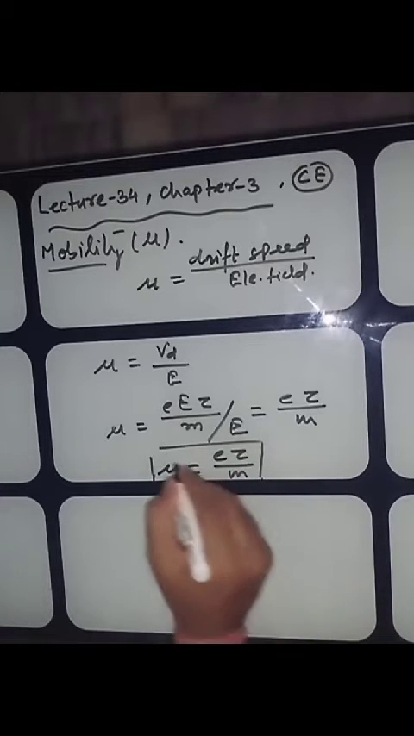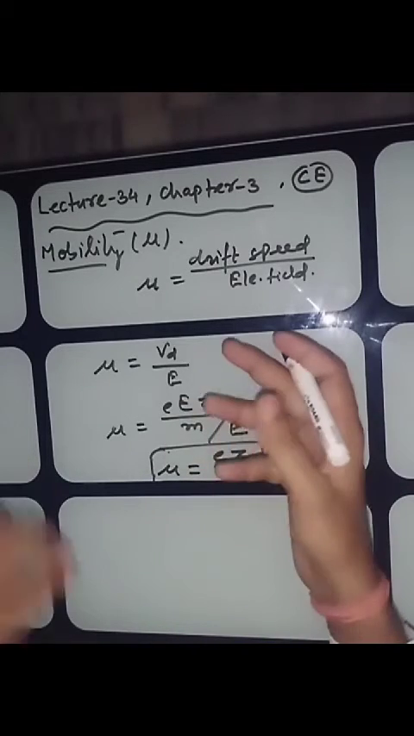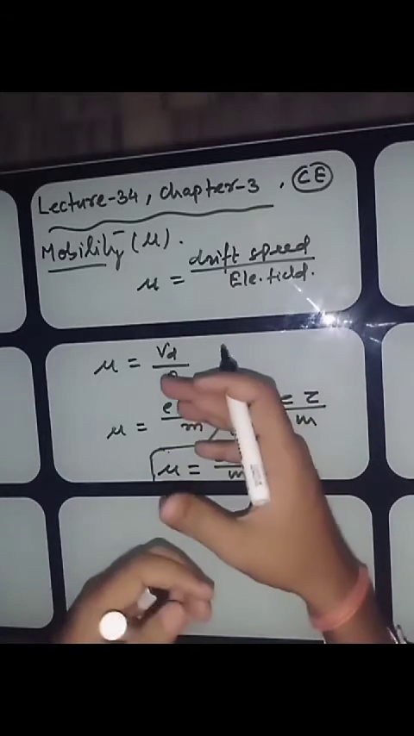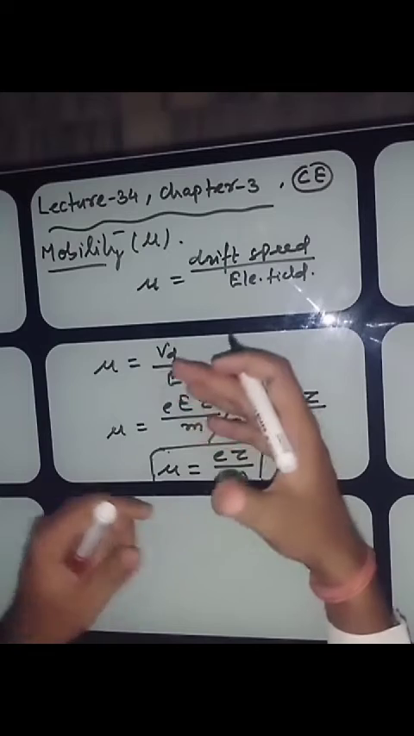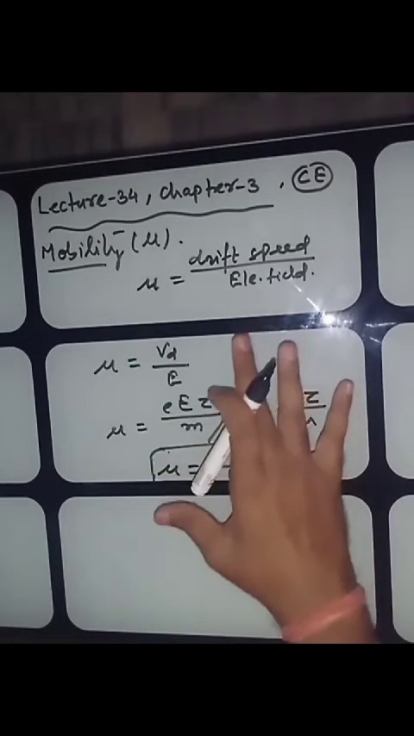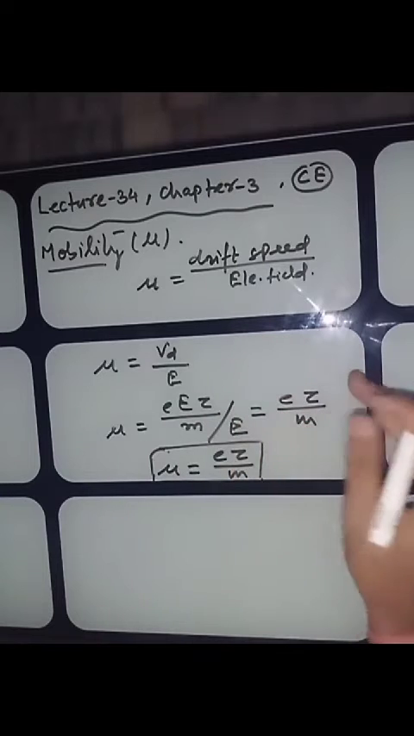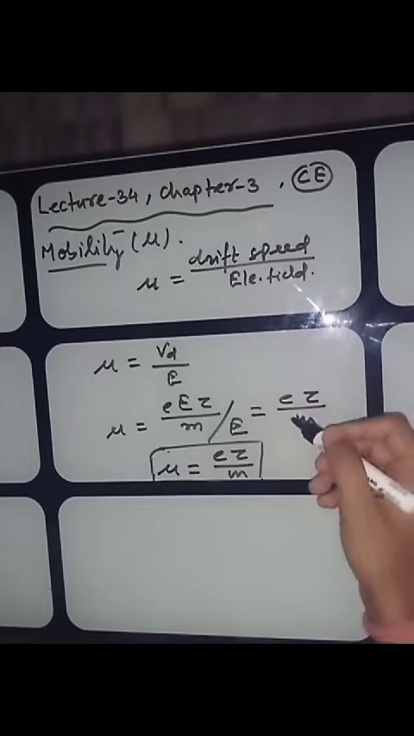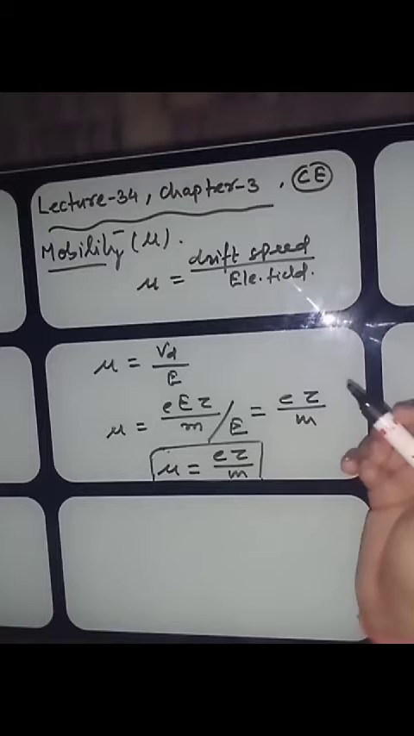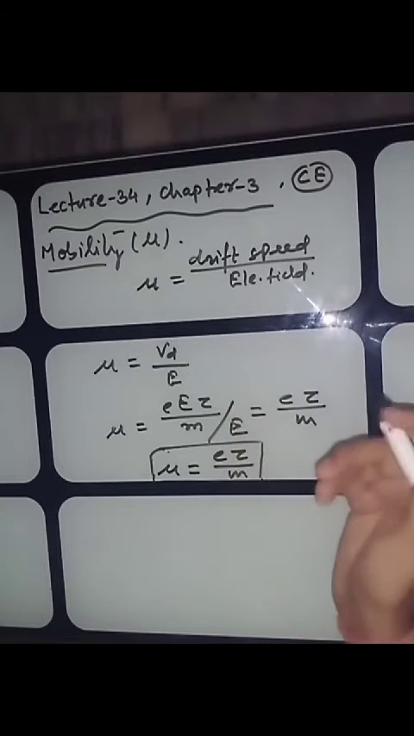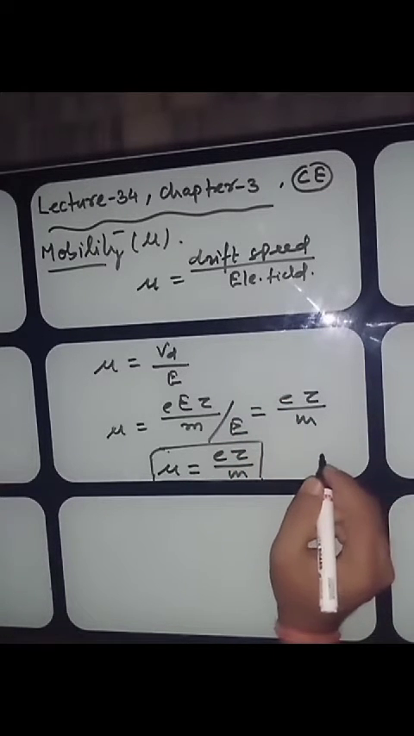So we conclude that mobility is nothing but a capability, the capability of a charge carrier to drift itself per unit electric field within the conductor. My dear students, in a number of questions the values will be given directly, and you have to find the mobility of the charge carrier within the conductor.